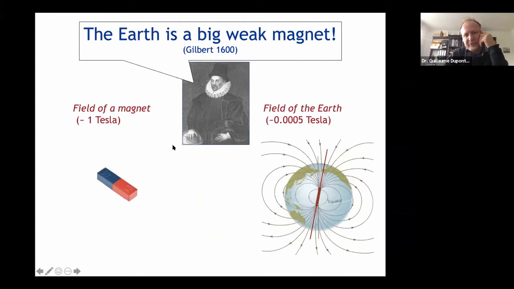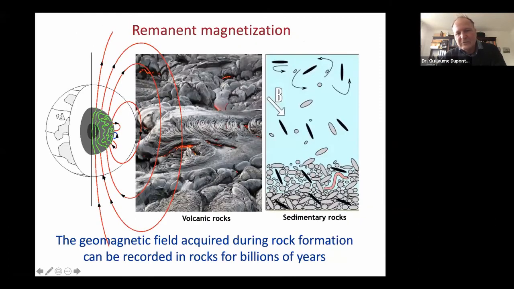And so this was already observed in the 17th century because people were navigating a lot with compasses. And so it was already proposed that the field of the Earth is a bit like a dipole. Okay, there are different types of magnets. You can have more complex ones, but we are lucky, this is a very simple dipole, except it's very weak compared to a regular magnet.